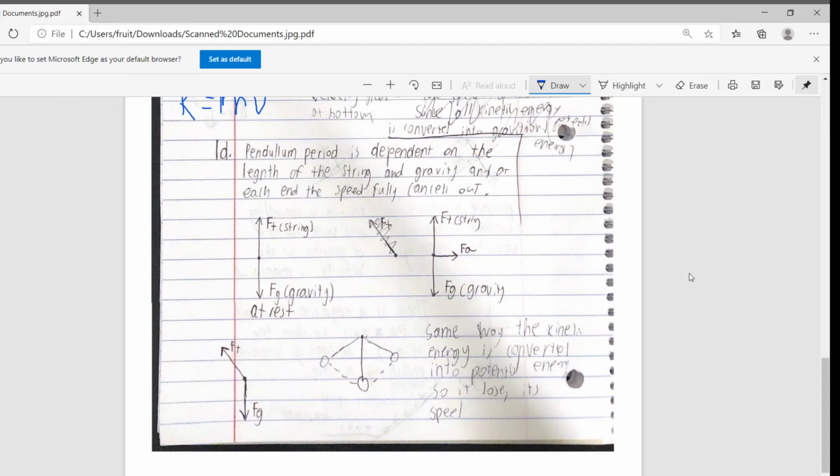Now the pendulum speed is the greatest at the bottom due to the same logic of potential energy being converted to kinetic energy. When the ball is at rest, we have force of tension canceling out the force of gravity because it's just hanging there. Eventually, a force is applied, and the force begins to push it up. And then once it reaches its apex, it will basically have a velocity of zero.